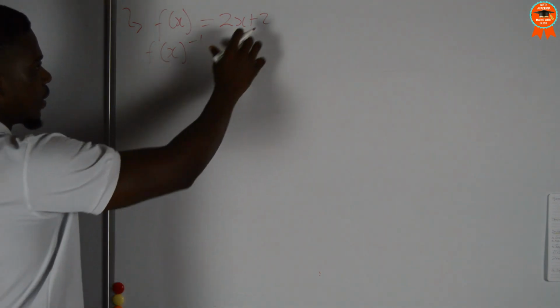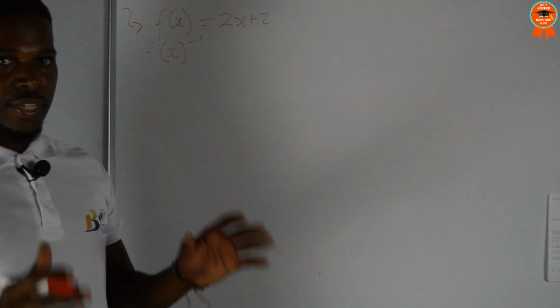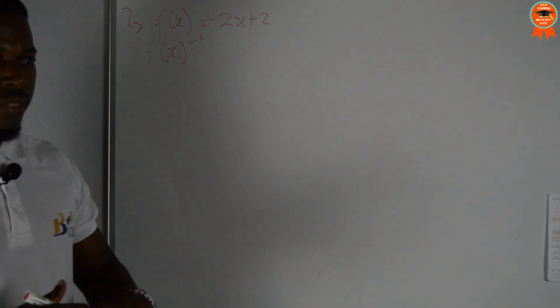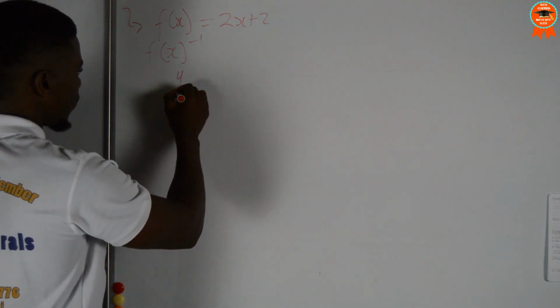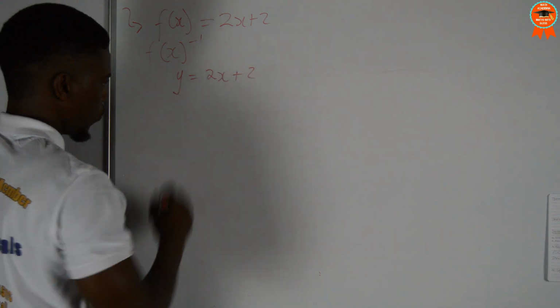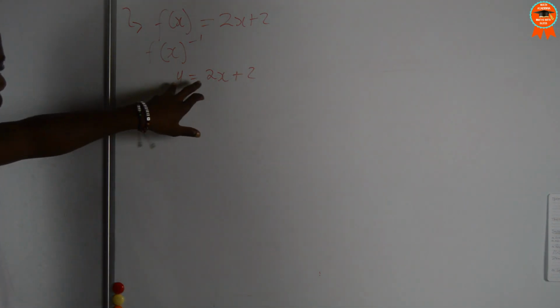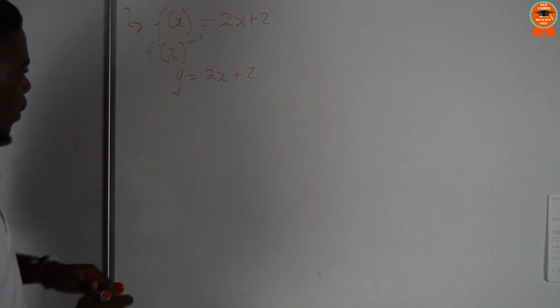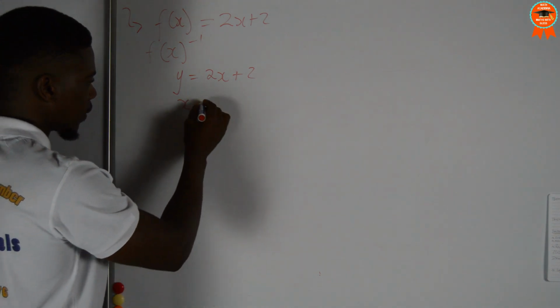So how do you get the inverse between the two? You swap the value of x and y, and then you solve for y. So this function is y is equal to 2x plus 2. Then from this function, we can sub these values. We're creating an inverse right now. Instead of y, I write x.